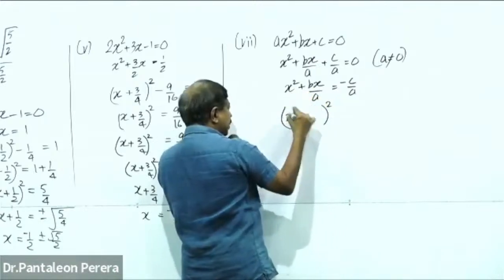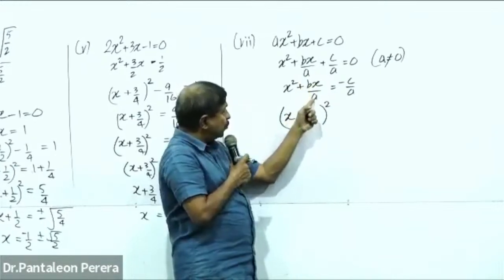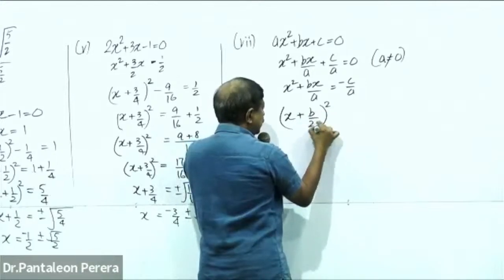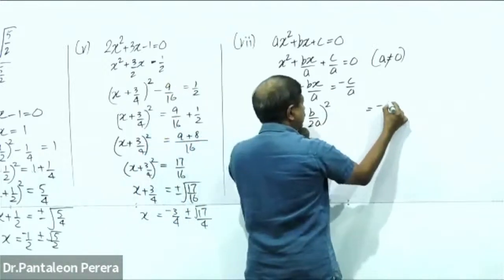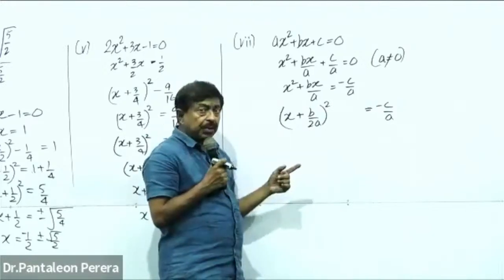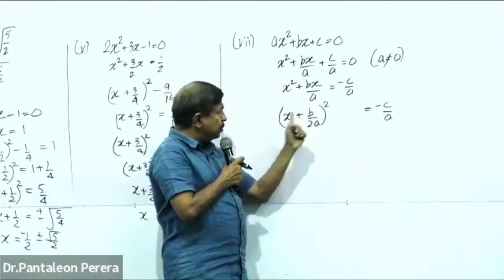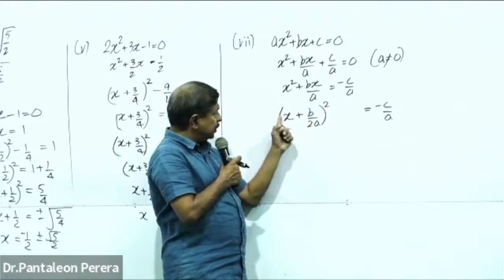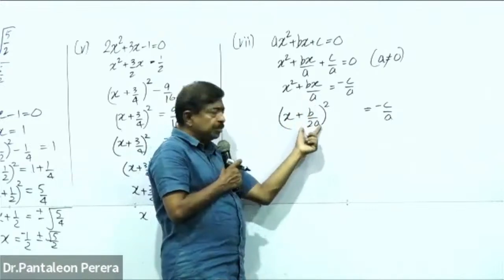Now complete the square on this side. The square root of x squared is x. Half of this is b over 2a. Right? However, these two sides are not equal. Why? Because you have x squared, and the 2ab term: these two will go away. It leaves you with bx over a. That's also fine.